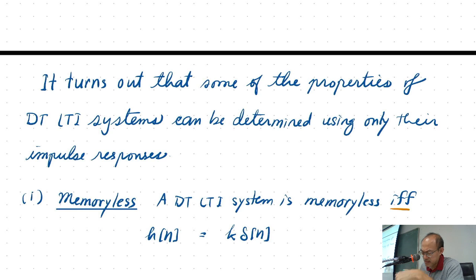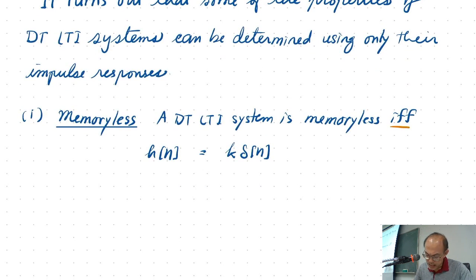In other words, if this equation is not true, then the system is not memoryless. On the other hand, if the system is memoryless, then this equation is true. So that is what if and only if means. The second property is the causality property.